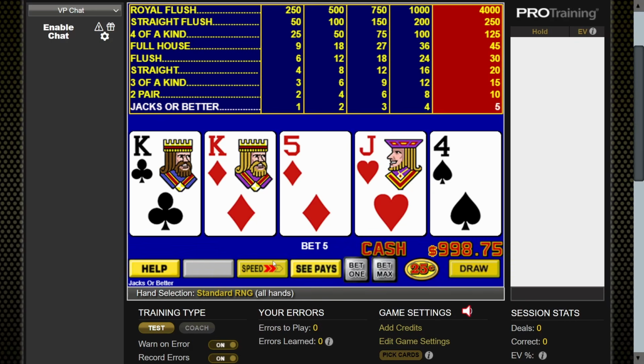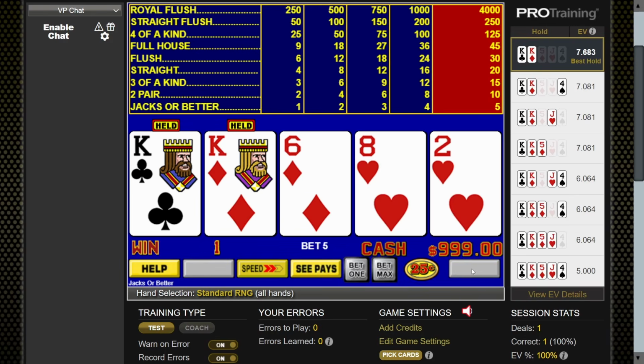So right away, we get a pair of kings. This is pretty easy. We're going to keep the kings. You could do test, to reveal the current holds only after you've made the selection, or coach, to show the correct hold as the cards are dealt. I think we're going to keep it on test a bit just to see what errors we have and go from there. So we're going to keep kings and we'll draw.